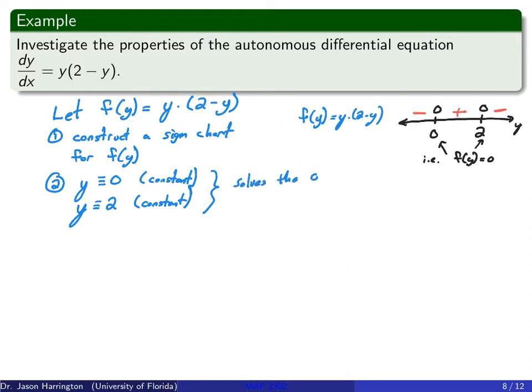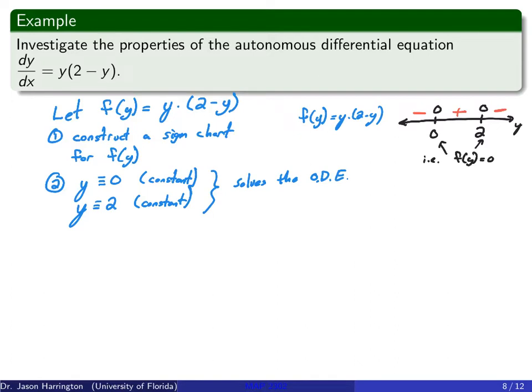And you can try it, right? If I were to put 0 inside of here, the right-hand side is just going to be 0 for all y, and the derivative of 0 is 0. Same thing here. If I were to put 2 in, the right-hand side is always going to be 0, and the derivative of a constant is also 0. Now these have special names. These are typically called the equilibrium solutions, and we'll see why in a minute.